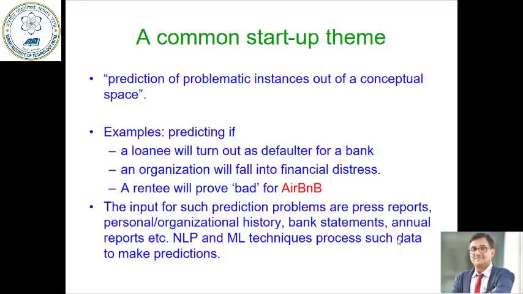So the input for such prediction problems is almost always in the form of text, images, and reports. For example, there could be press reports, personal history, Facebook navigation record, bank statement, annual report, etc. And natural language processing and machine learning come together to make useful predictions on this person. And one can easily see that if there is very little data, such techniques will not be robust, their findings or conclusions will not be trustworthy.